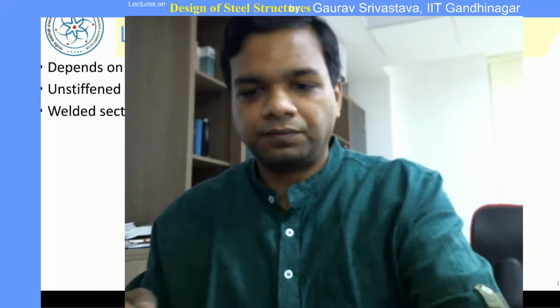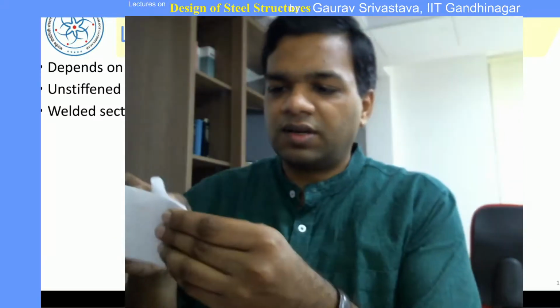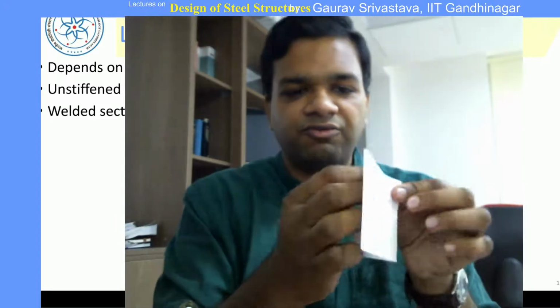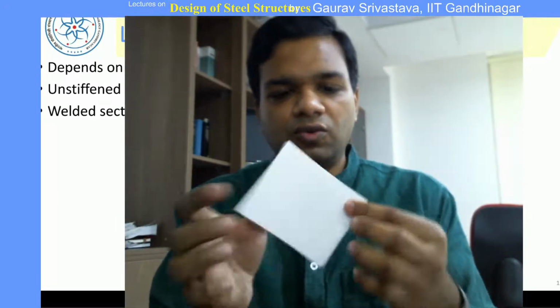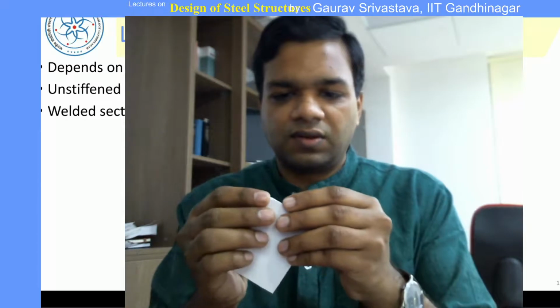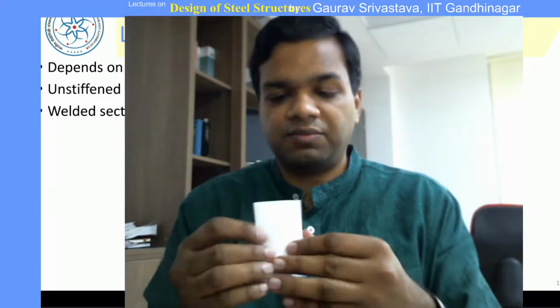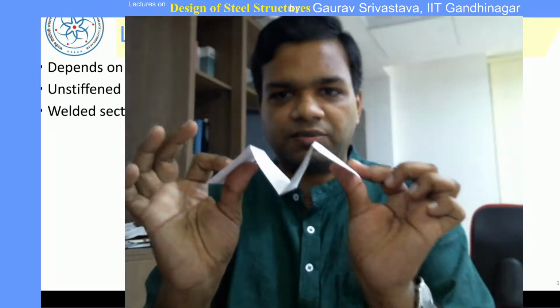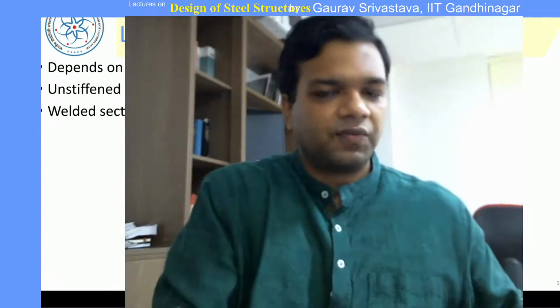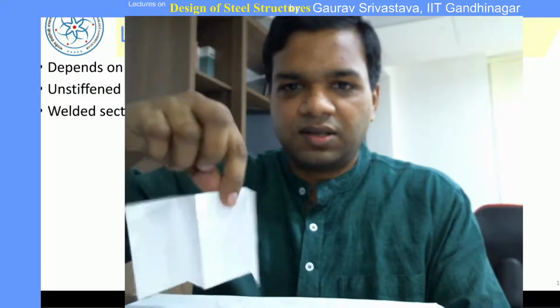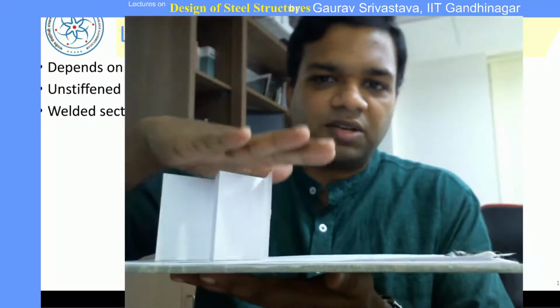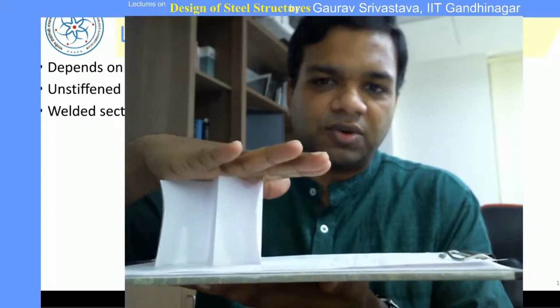Okay, now if we take the same paper that we had earlier, but if we fold these legs into two, let's say we fold it like that. So earlier we had an L shape, now it's like a W shape or an M shape, right? Now if we try to do the same thing, we will see that it will be able to take a much larger amount of load.